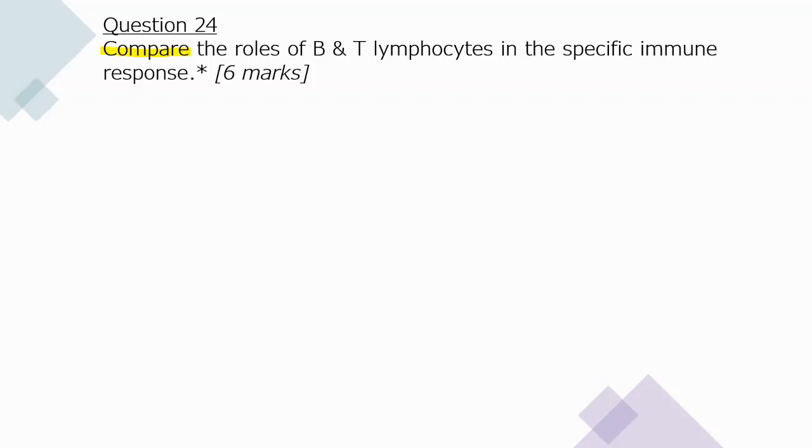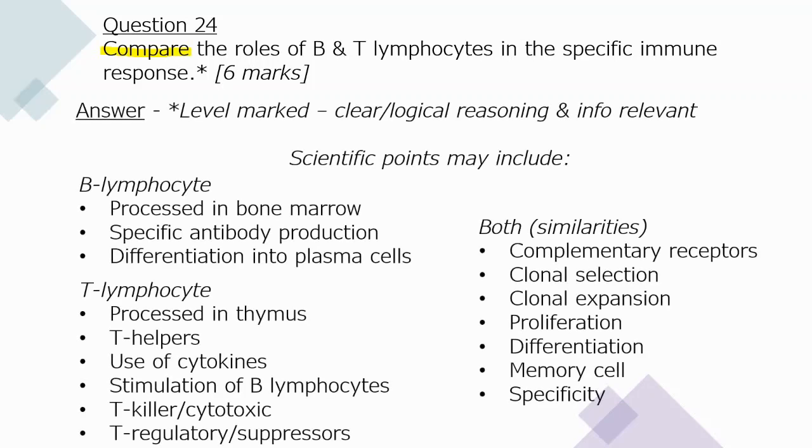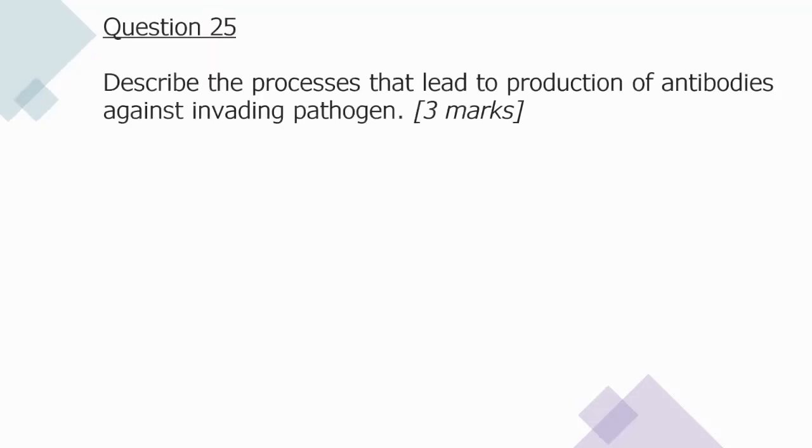We can also talk about T helper cells, T killer cells, regulatory T cells, as well as the use of cytokines and the stimulation of B lymphocytes. So these are some of the key terms here. So these need to be written in clear and concise sentences explaining the full process. Question 25, describe the process that leads to production of antibodies against invading pathogens.